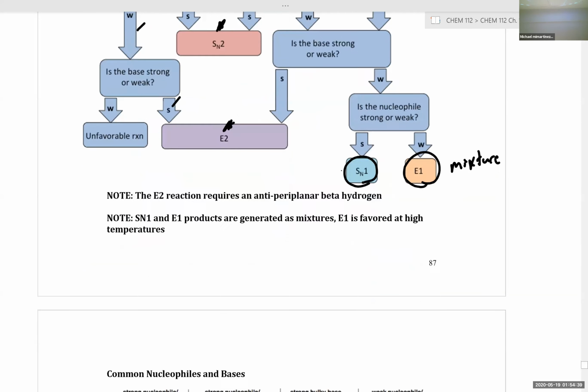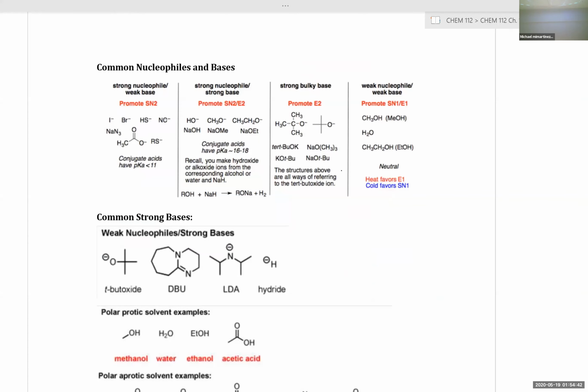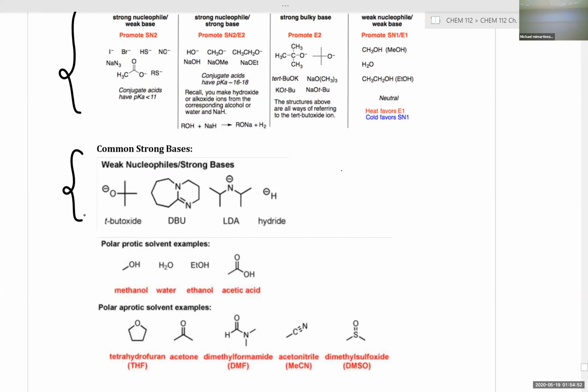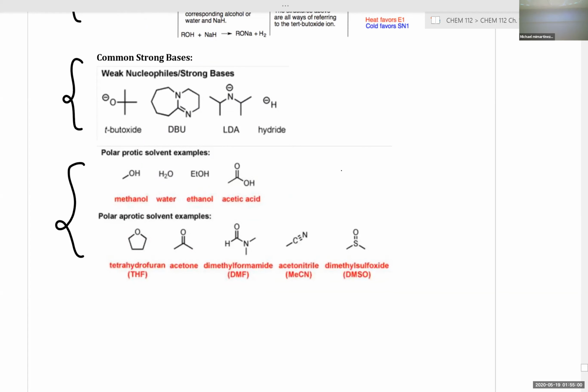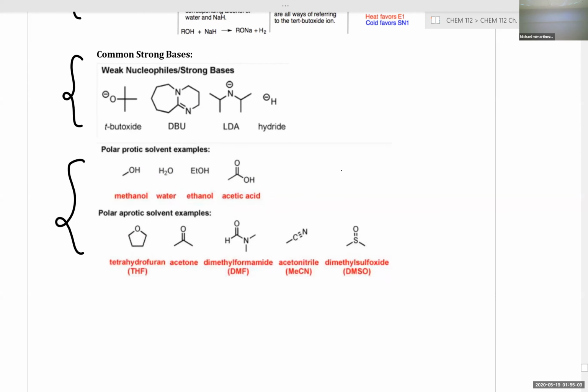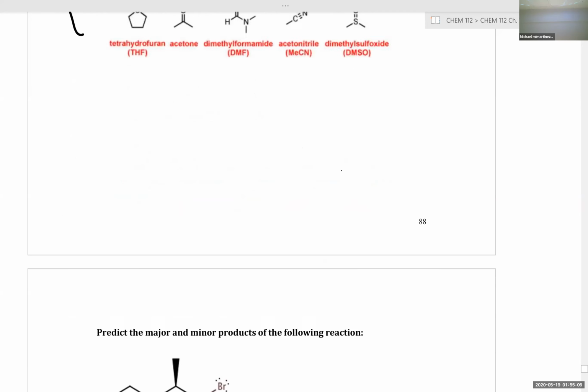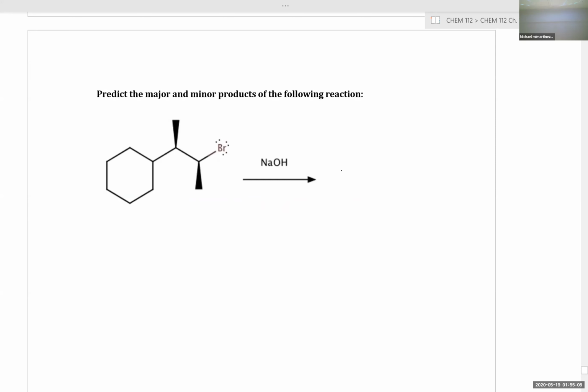Okay, so just as another reference, here's a table of common nucleophiles and bases sorted by strength. Here's a table of your common strong bases, and here's a table of your common polar protic solvents. Now, just to show the application of this table, let's try to predict the major and minor products from the following reaction.